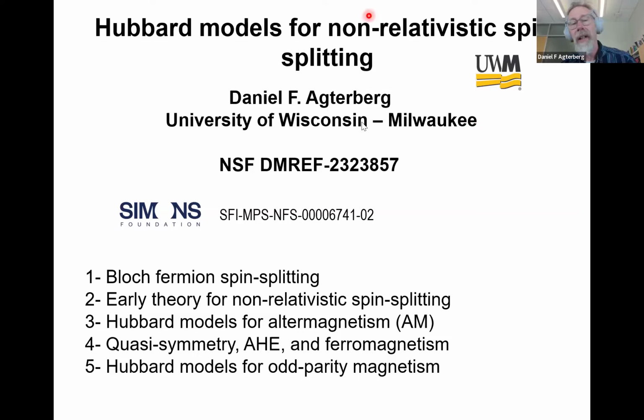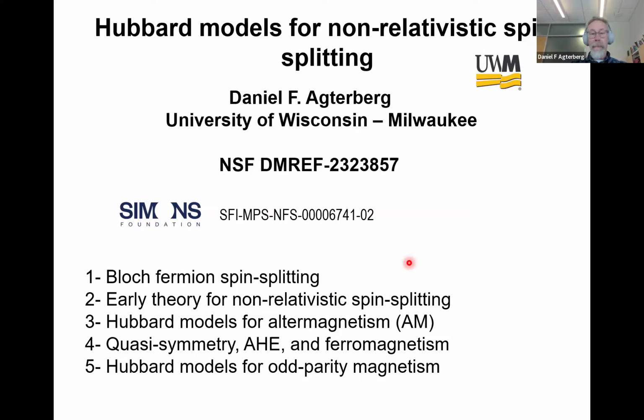All right, so I'm going to talk about Hubbard models for non-relativistic spin splitting. And what I mean by spin splitting is the energy between up and down fermions in momentum space. And what I mean by non-relativistic is simply that these spin splittings exist without spin orbit coupling, but come from exchange interactions in our materials.